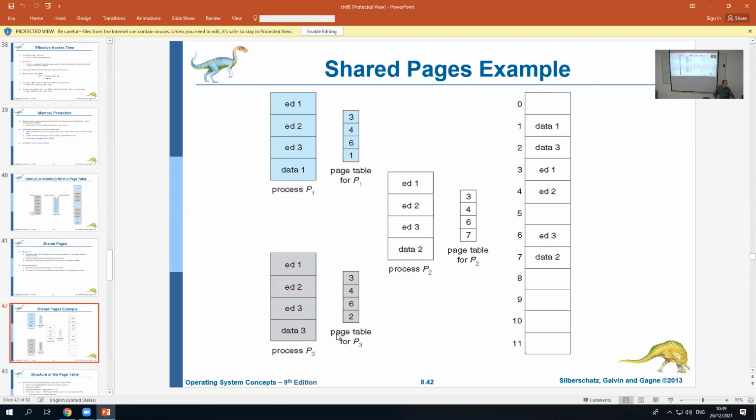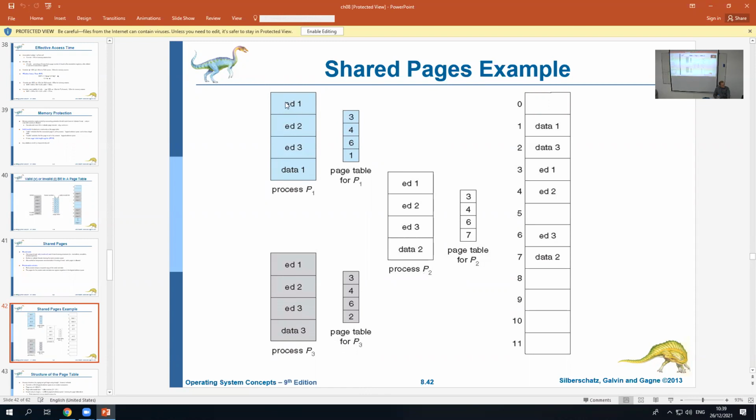This is just showing that, let's see, the page table for process 1, page table for process 3. What is this process? We have 3 page tables here. We have 3 processes: 1, 2, 3.